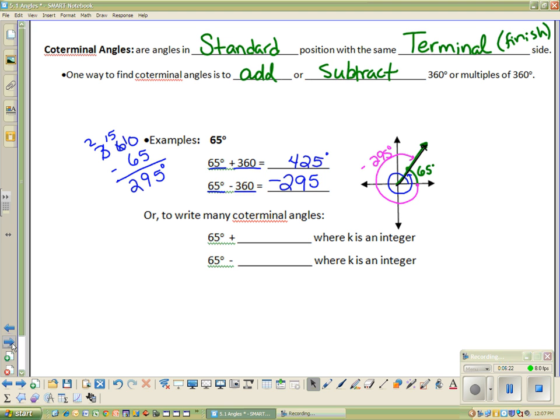There's ways to write many coterminal angles, and that's where I just go 65 degrees plus 360 degrees times some integer k, where k is like 1, 2, 3, 4, dot, dot, dot. I could do 65 degrees minus 360 k as well. Really, only one of these is necessary because if it's an integer, my k could have been any of those as well. And also k could have been a 0, which would give us just 65 degrees.